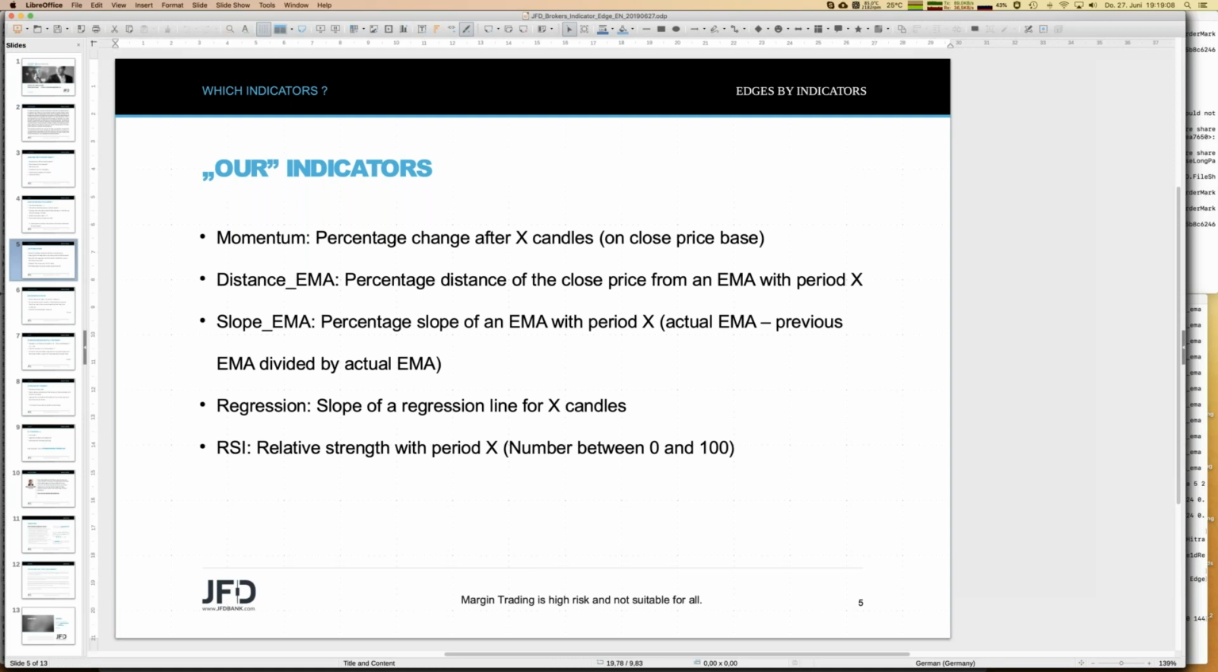For distance, slope, regression, momentum, our first attempt will always be to do exactly the opposite. So if we have high positive slopes, let's look whether with a short trade we have a positive edge, and it will turn out in most cases it will be exactly like that. Okay, those are the indicators.